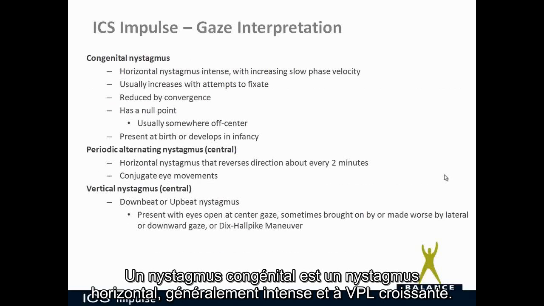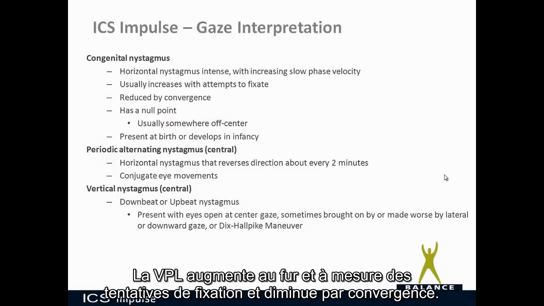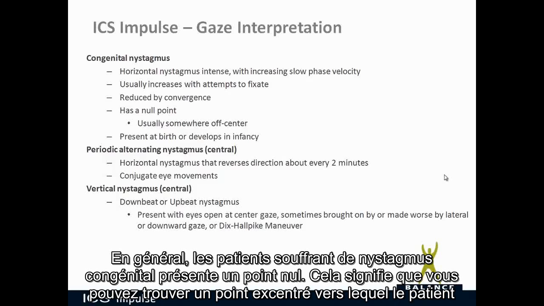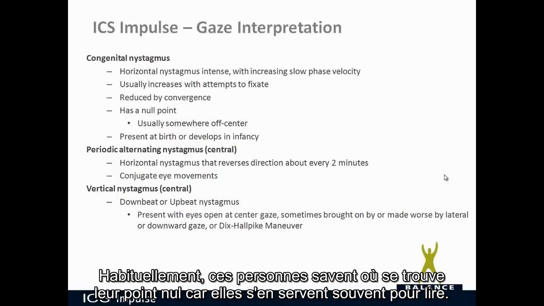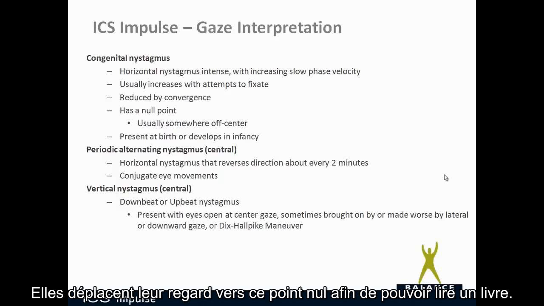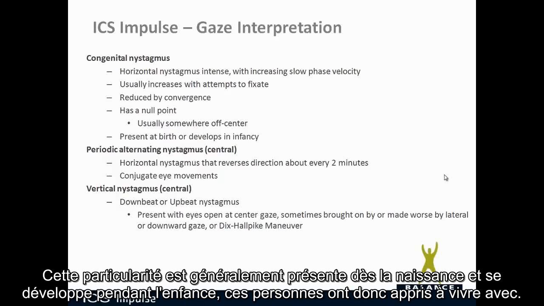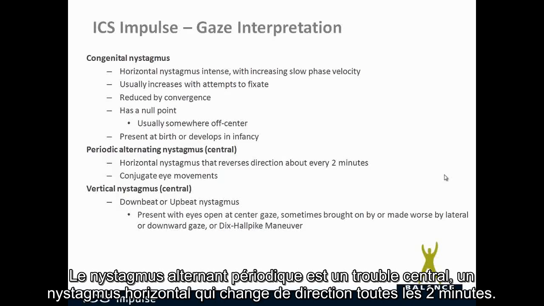Congenital nystagmus. This is horizontal nystagmus, which is usually intense, with increasing slow phase velocity. It usually increases with attempts to fixate and is reduced by convergence. Usually with congenital nystagmus, these people have a null point. That means you can find somewhere off center where you can ask them to look and the nystagmus will go away. And typically they know where their null point is because they often use it when reading. They will shift their gaze to the null point in order to be able to read a book, etc. And then it's usually present at birth and develops in infancy. So it's something that they've always had and something that they've learned to live with. Doesn't bother them typically.